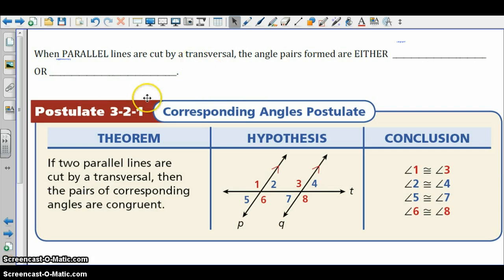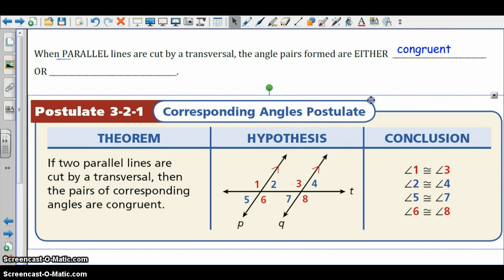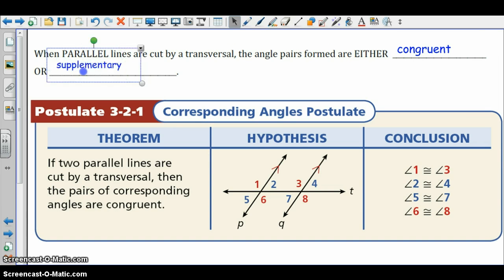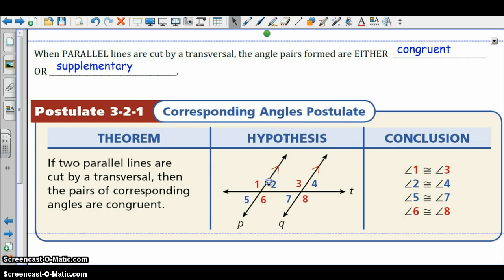Once again, most of your vocabulary should have already been filled out using your textbook, but here are the things you should have in those blanks. When parallel lines are cut by a transversal, all the angles formed are either congruent or supplementary. Corresponding angles postulate just explains that if the lines are parallel, all corresponding angles are congruent.